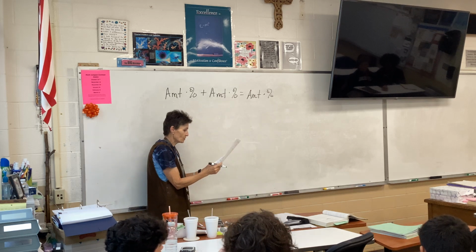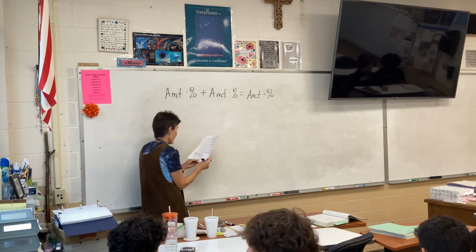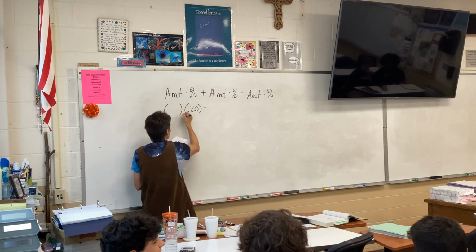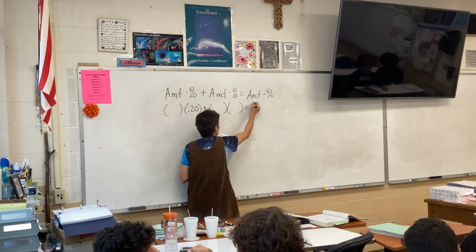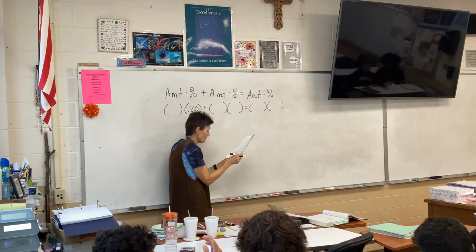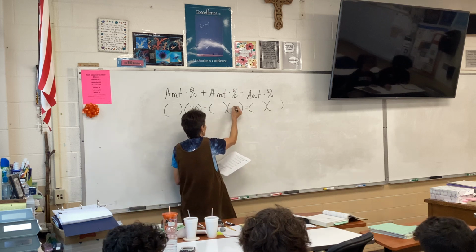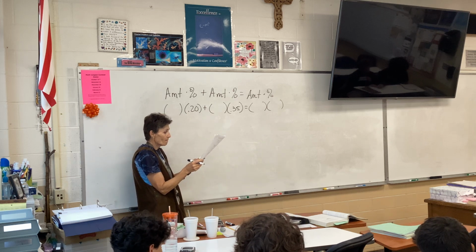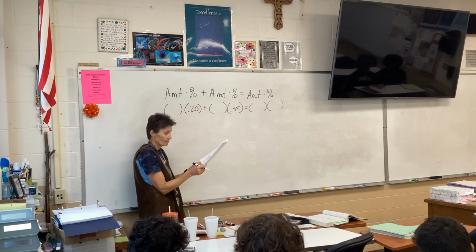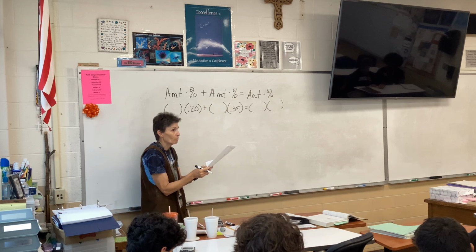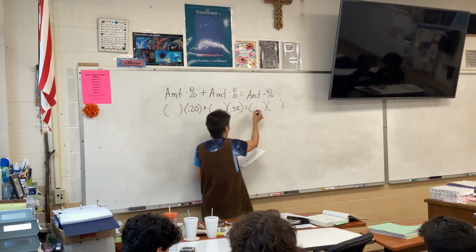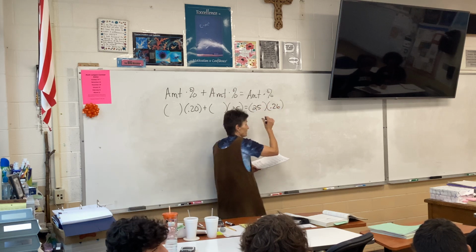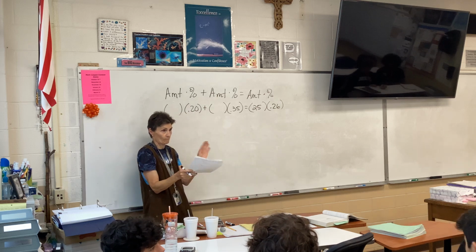So number 32, I have a 20% acid. I'm just filling in what I know. I have a 20% acid and a 35% acid. I am mixing them together, and what am I going to end up with? 25 liters of a 26%. Does this make sense to you?